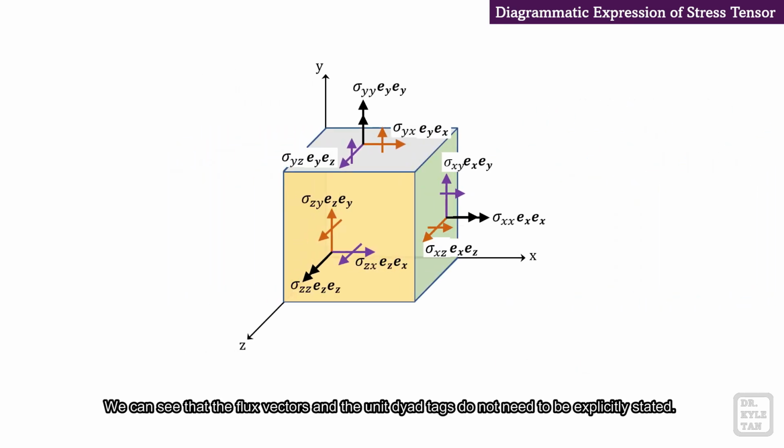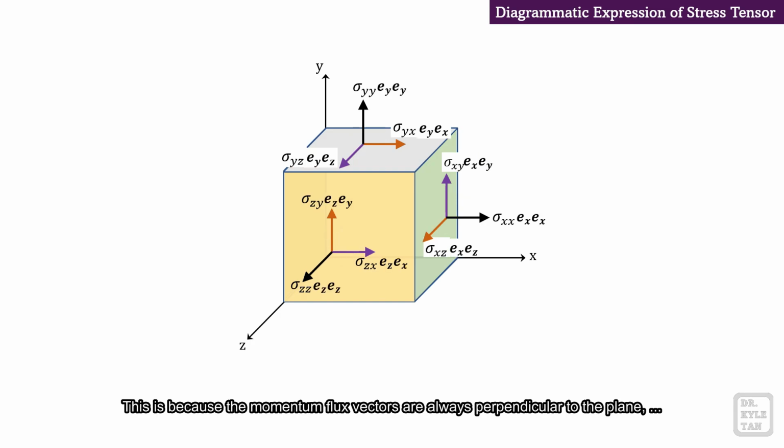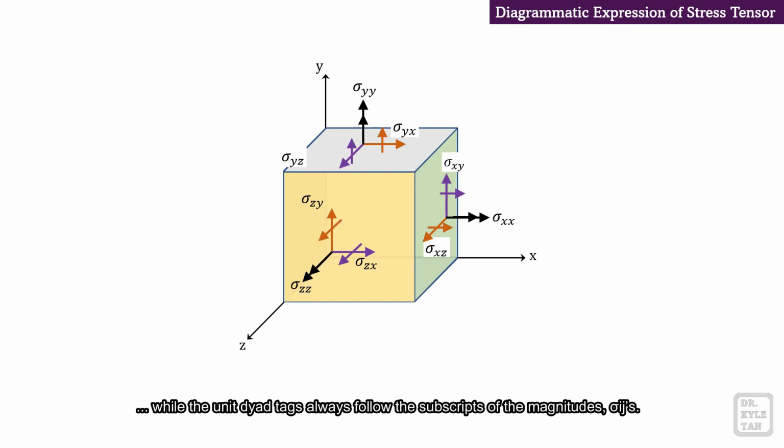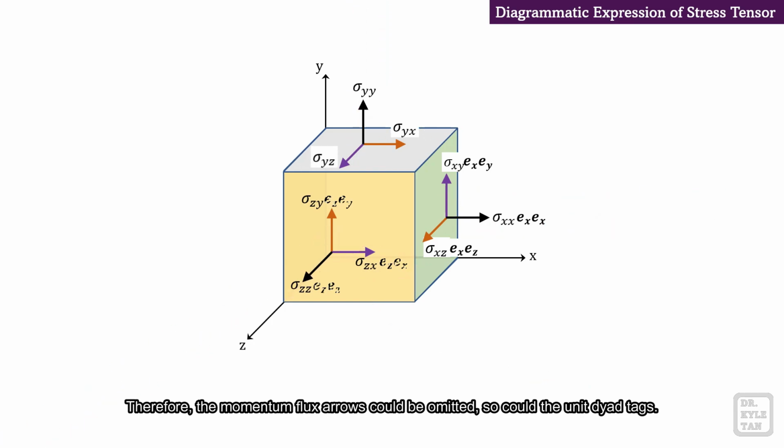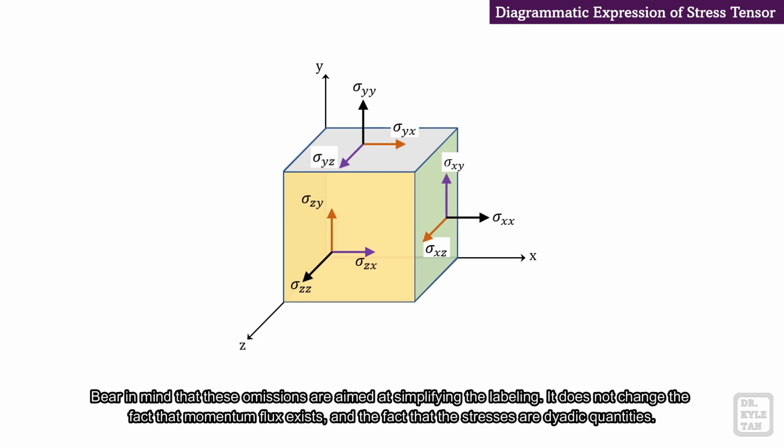We can see that the flux vectors and the unit dyad text do not need to be explicitly stated. This is because the momentum flux vectors are always perpendicular to the plane, while the unit dyad text always follows the subscripts of the magnitudes, sigma ij's. Therefore, the momentum flux arrows could be omitted, so could the unit dyad text. Bear in mind that these omissions are aimed at simplifying the labeling. It does not change the fact that momentum flux exists and the fact that the stresses are dyadic quantities.